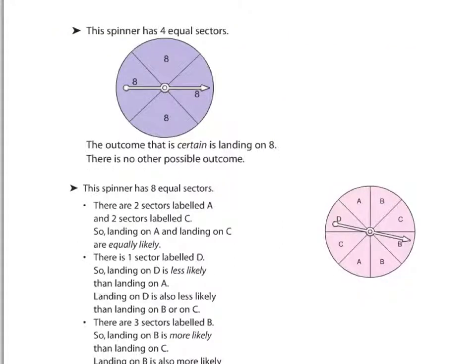Let's take a look at another spinner. This spinner has 4 equal parts. It has an 8, an 8, an 8, and an 8. The outcome here is certain that you are going to land on an 8. There is no other possible outcome, so we can say it is certain that you will land on an 8.